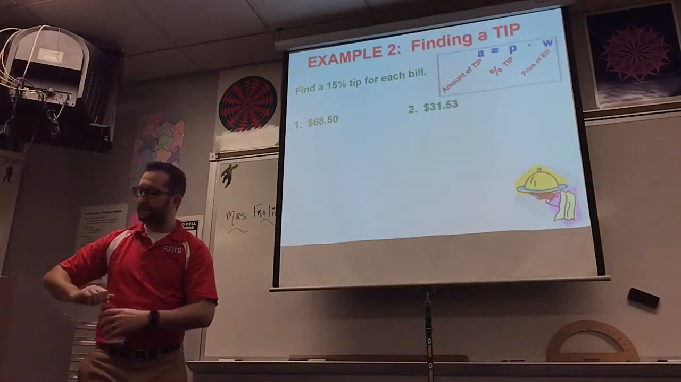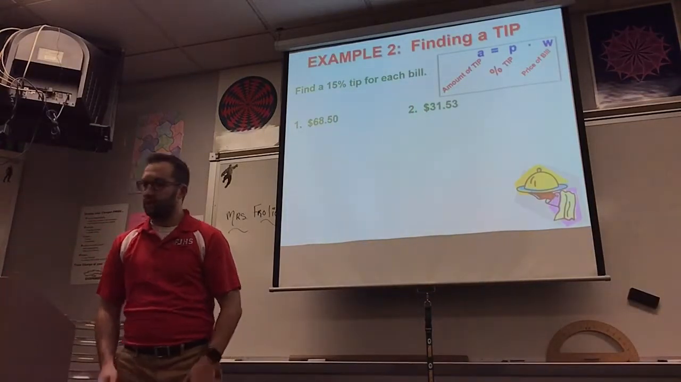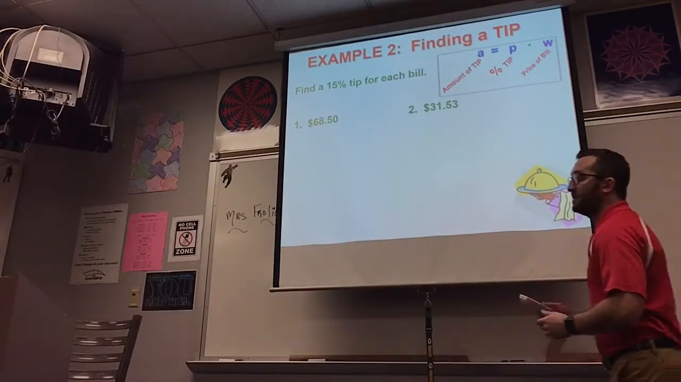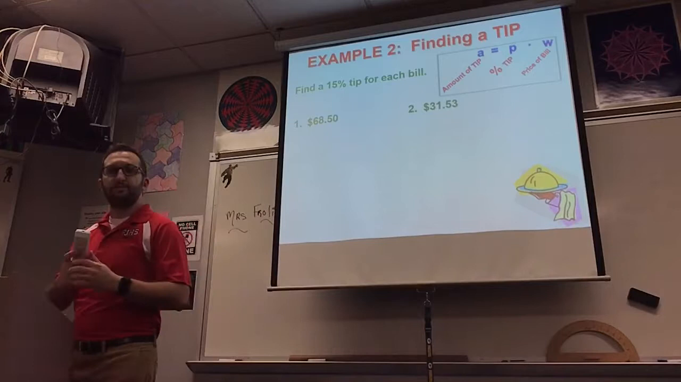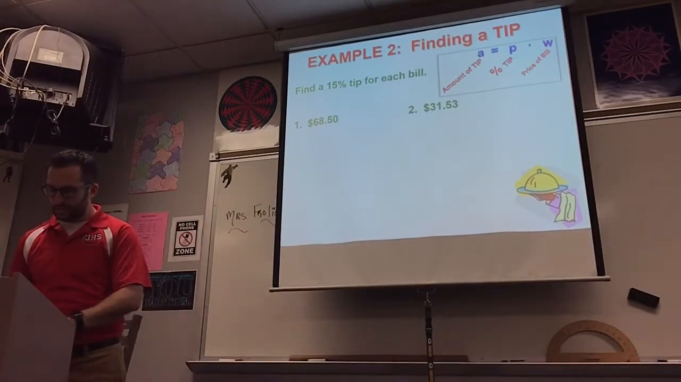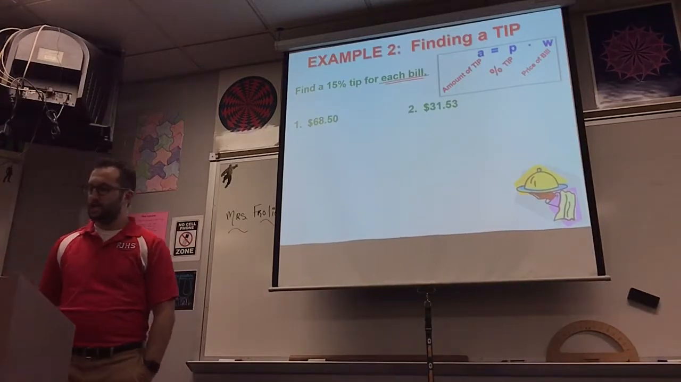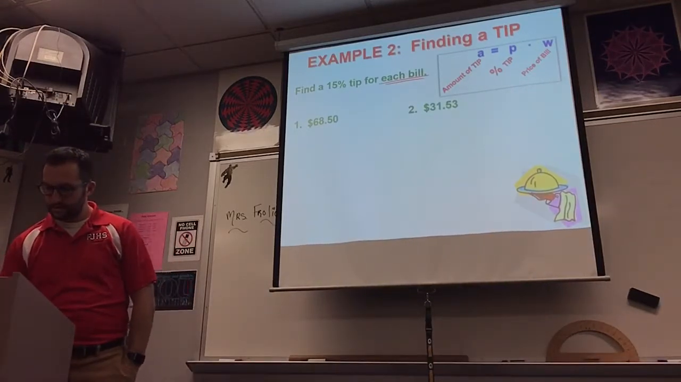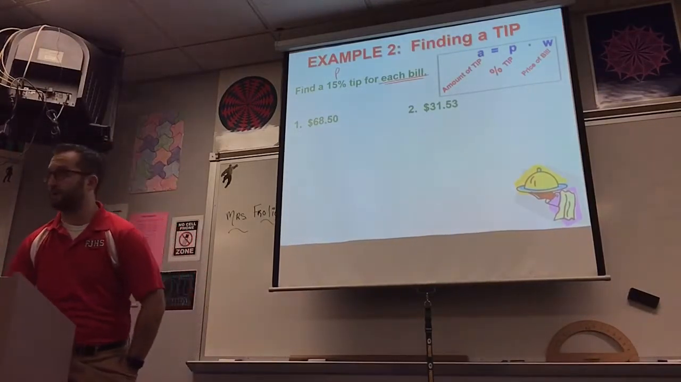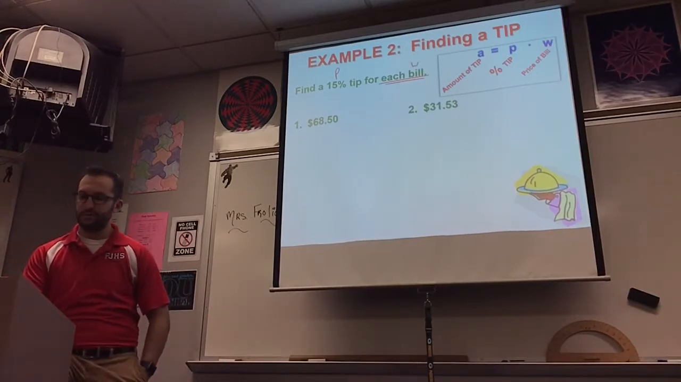So we want to find 15% for each bill. I'll do the first one, and then you will do the second one. Let's find a 15%, a pretty average tip. It says for each bill, which means we do them separately. So 15%, that's our P. That's the percent of tip that we want to leave. Each bill would be W.